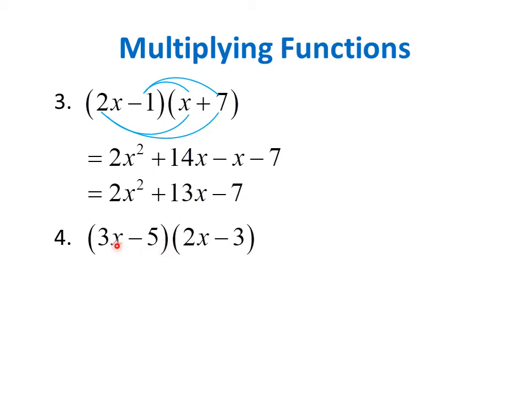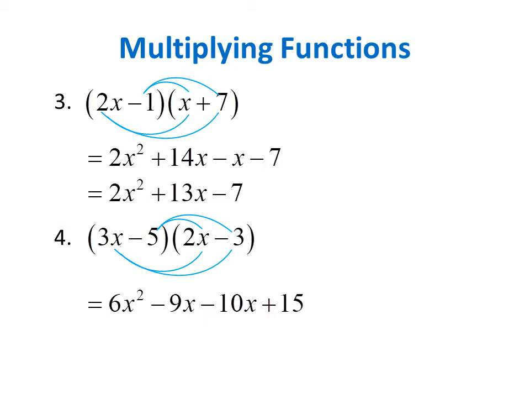Next, let's multiply the binomial 3x minus 5 by the binomial 2x minus 3. So using the FOIL method, first let's multiply the first terms, 3x times 2x. Multiply the numbers, 3 times 2, that is 6. Multiply the variables, x times x. So copy x and add the exponents. You have exponent 1 plus exponent 1, so you have the exponent 2.